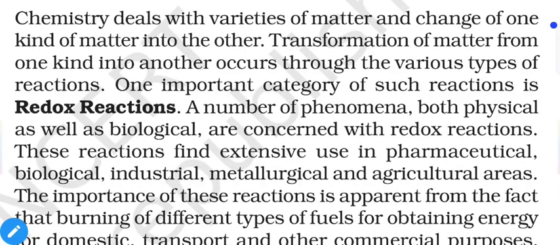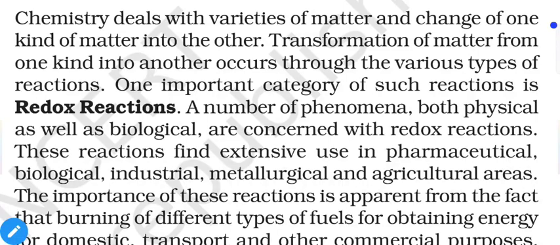First, chemistry deals with the variety of matter and the change of one kind of matter into another. That means chemistry is the change of material from one form to another. It may be either physical or chemical. In a physical change, only the physical state of the material changes. For example, ice into water: both contain H2O molecules, so chemically they are the same, just a physical difference is there. But when hydrogen and oxygen gases react with each other, they produce water. So it is a chemical change.